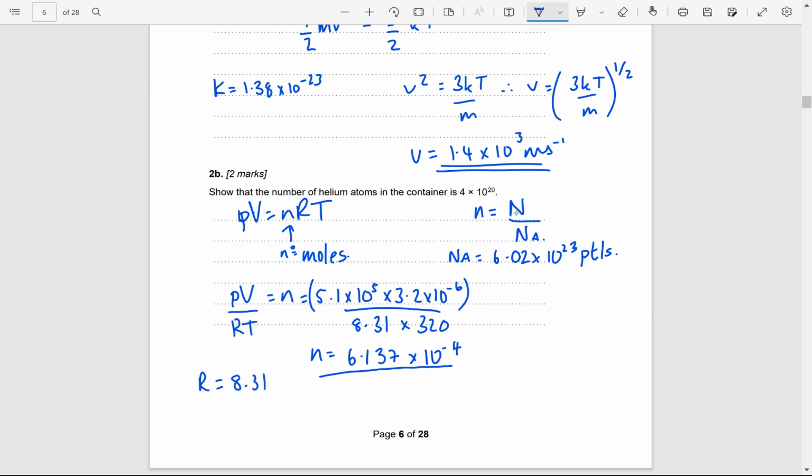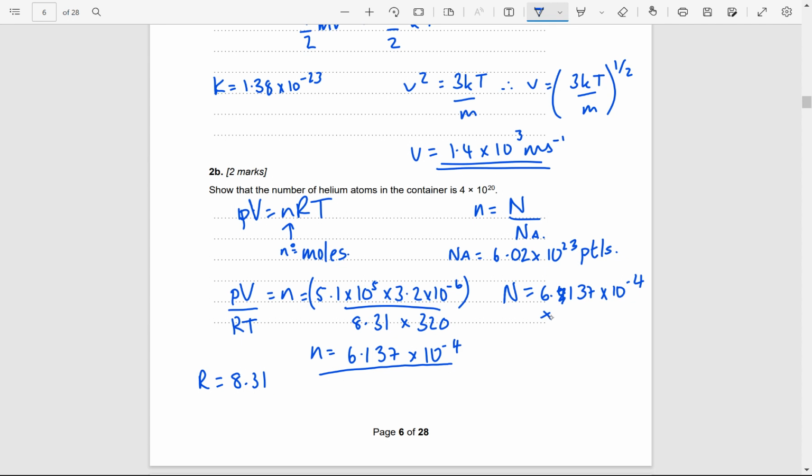So if I rearrange for n, which is the number of atoms that I want, I've got this many moles, this many lots of Avogadro's constant, times by the number of particles in Avogadro's constant, and that equals 3.7 times 10 to the 20 particles now, or atoms.